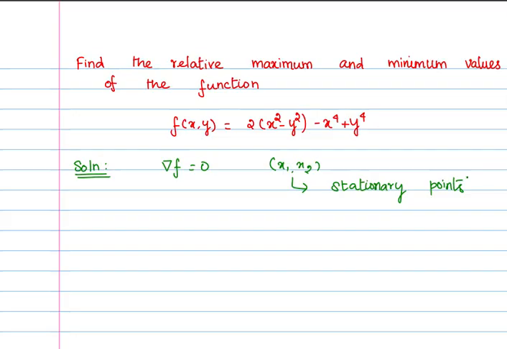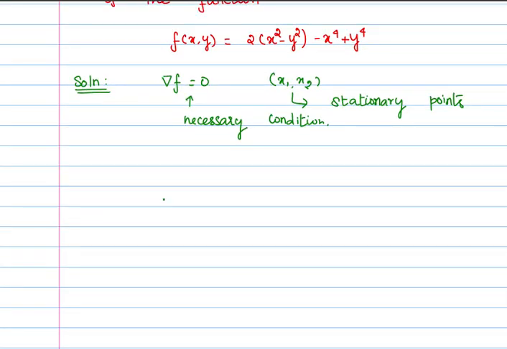This is called the necessary condition: the gradient of f equal to 0 at a certain point. The sufficient condition is that you determine the Hessian matrix of the given function.